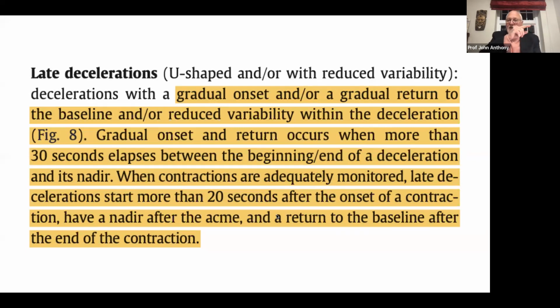So the baseline carries along, and then there's a gradual descent into the trough of the deceleration. If it's longer than 30 seconds, which is not very long, from the point that it leaves the baseline down to the trough of the deceleration, and takes longer than 30 seconds to go from the trough of the deceleration back to the baseline, then it's a prolonged onset and return, which is characteristic of a late deceleration. And they also add here that when contractions are adequately monitored, late decelerations start more than 20 seconds after the onset of the contraction and have a nadir after the acme of the contraction, after the peak of the contraction, and they return to the baseline after the end of the contraction.